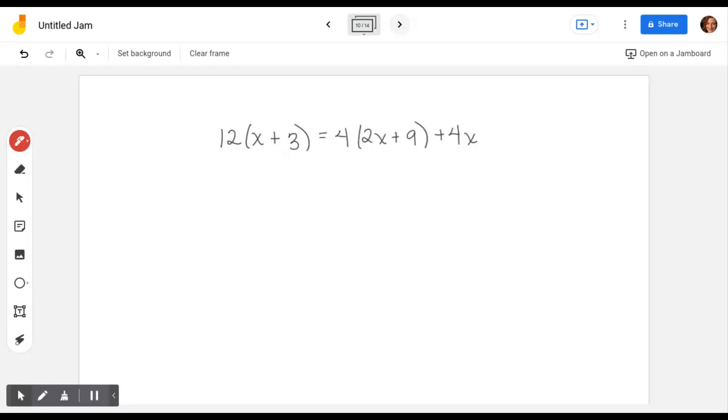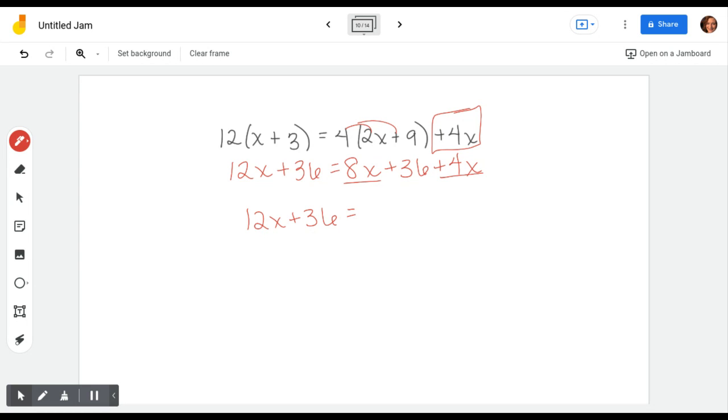So I'm going to start the same way we've been starting because as far as we know right now, everything's all hunky-dory. So I'm going to distribute and get 12x plus 36 equals, distribute over here too. Don't touch this guy yet. He's not part of it. That gives me 8x plus 36. And now I've still got that 4x hanging out. On the left, that's just a 12x plus 36. On the right, 8x and 4x is 12x. And then I have plus 36.